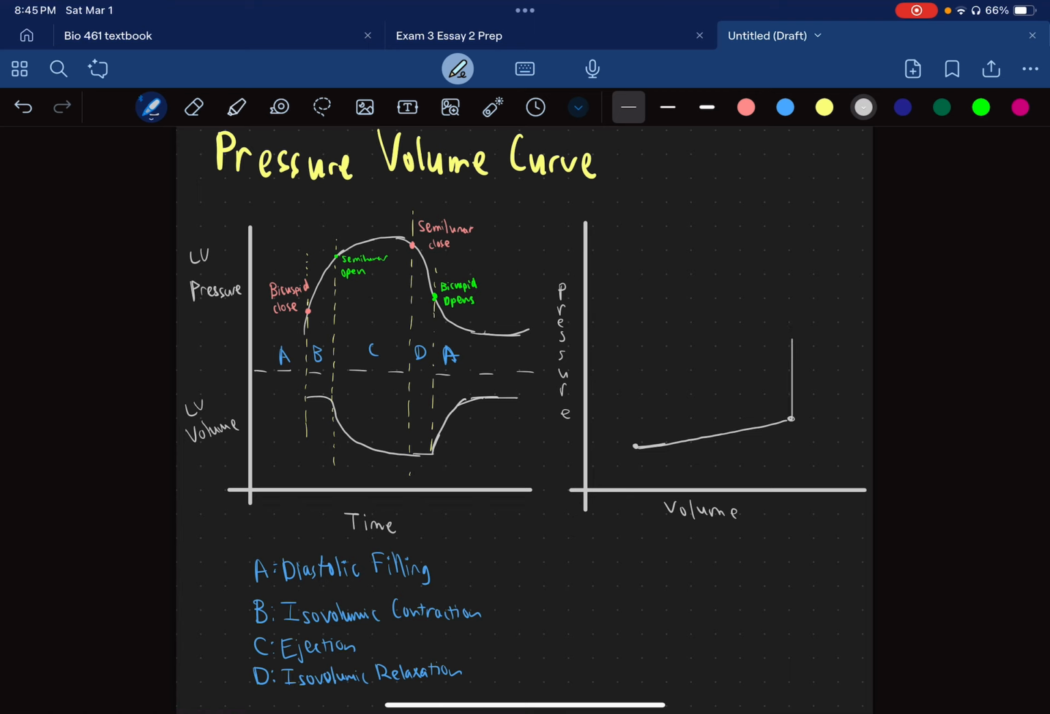As we go up, eventually the semilunar valve is going to open, so volume will decrease, but pressure will continue to increase for a while. And it'll kind of top out, and then eventually the semilunar valve is going to close, the aorta is going to be cut off, and we'll go back to decreasing in pressure. That's our isovolumic relaxation.